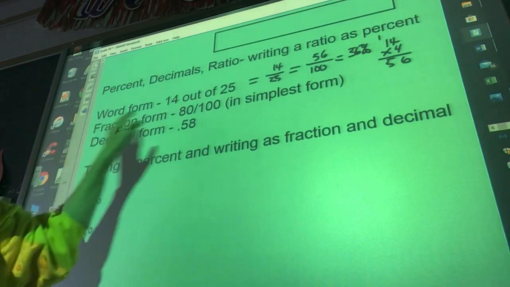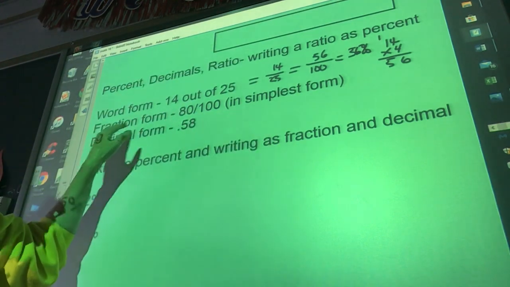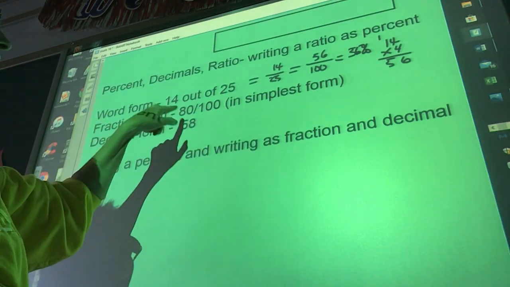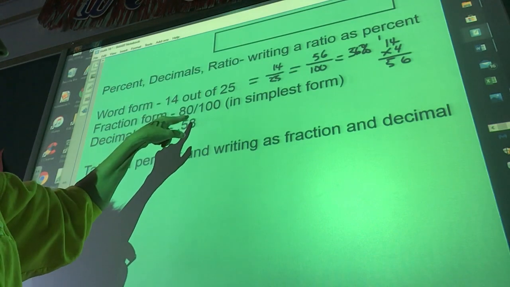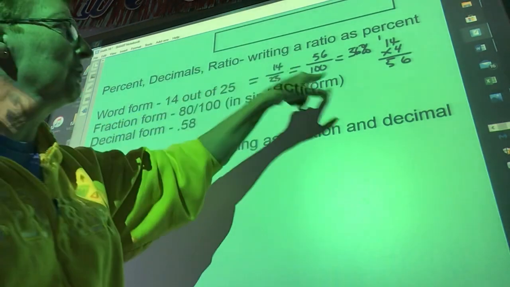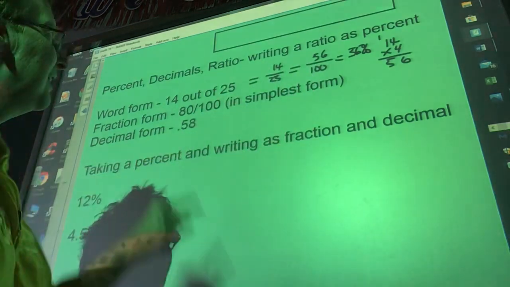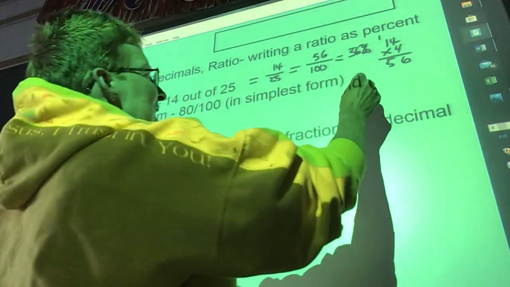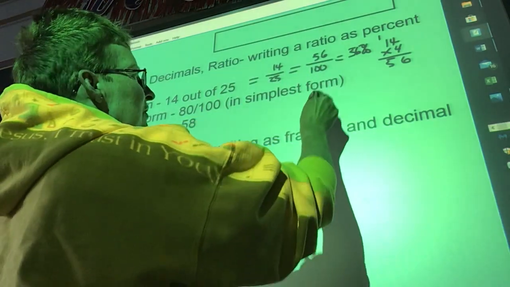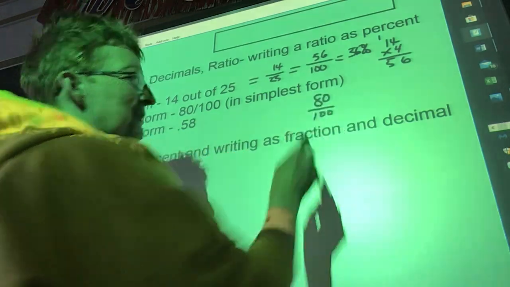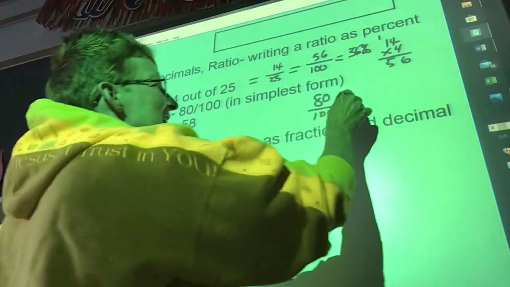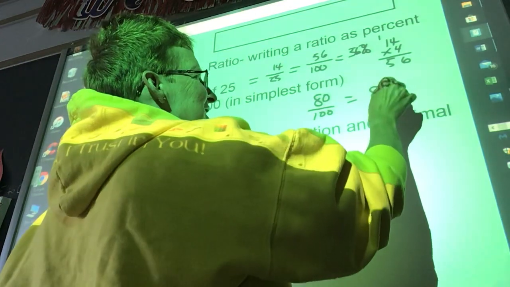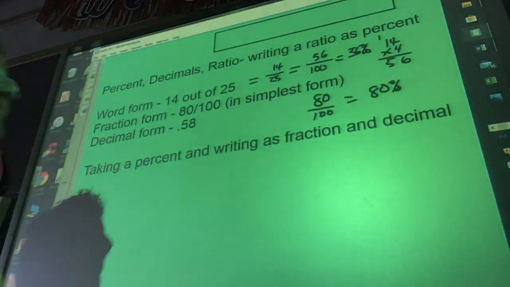All right, so now we're going to do the same thing with the fraction form of a ratio. We're going to turn it into a percent, which is just skipping to this step right here. And here we have 80 over 100. So that's really easy because that's just 80%. Easy cheesy. Really, really easy.